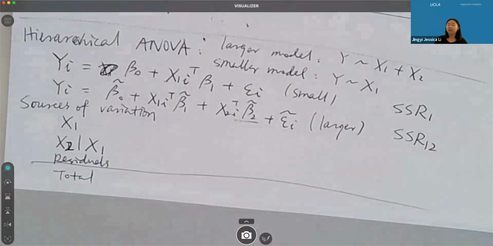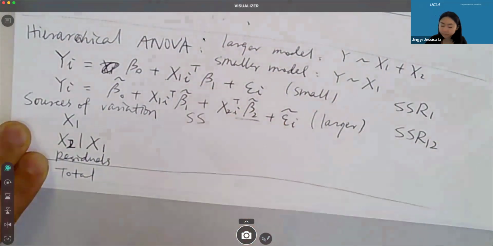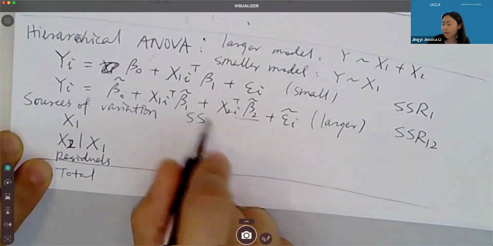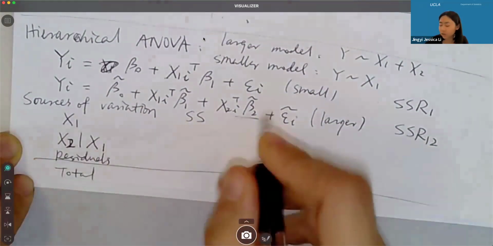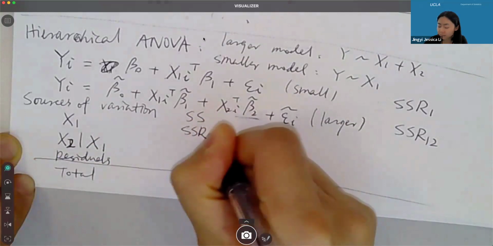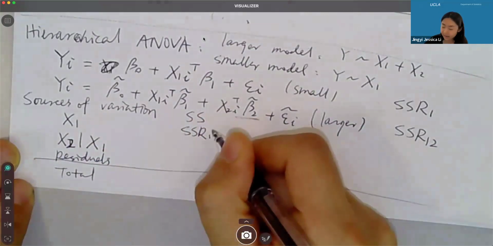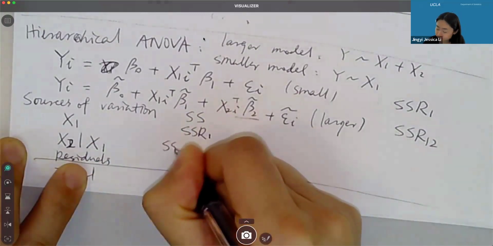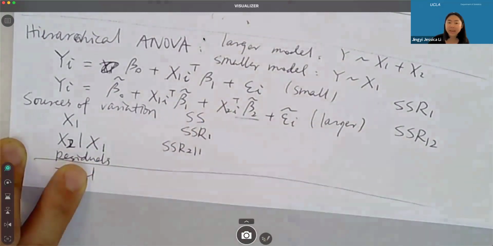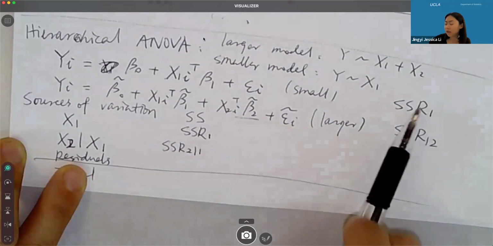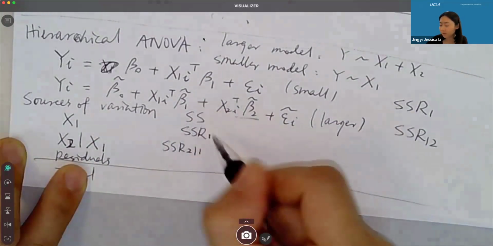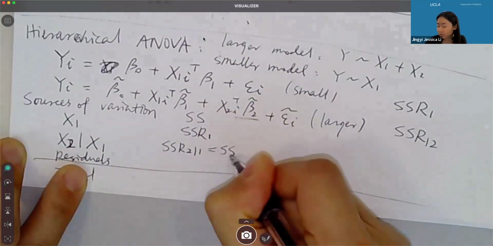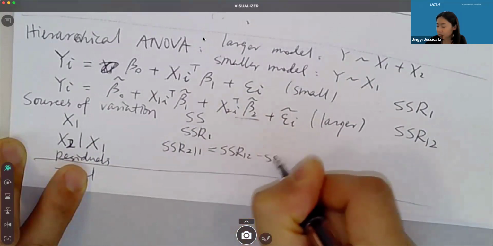And then the last line, total. Then the second column is the sum of squares. It's about how much we can explain by each. So this is SSR1, and this is SSR2 given 1. And it's defined as the difference between the two: SSR1, 2 minus SSR1.